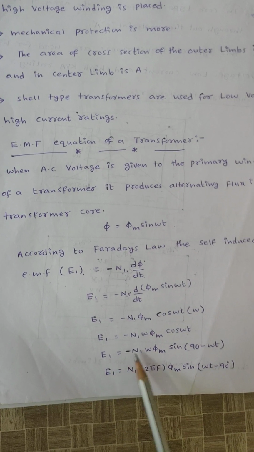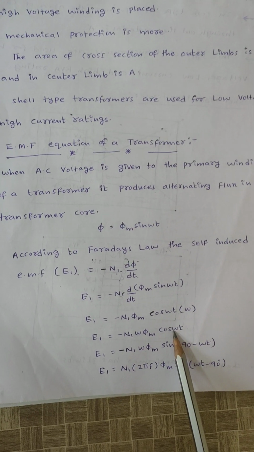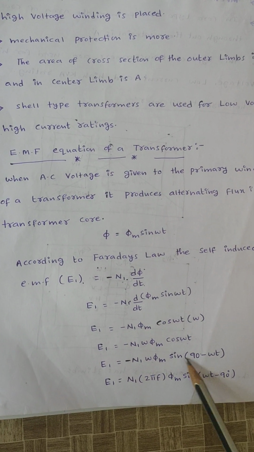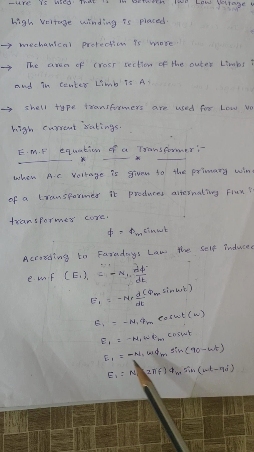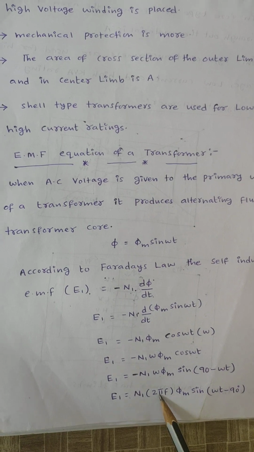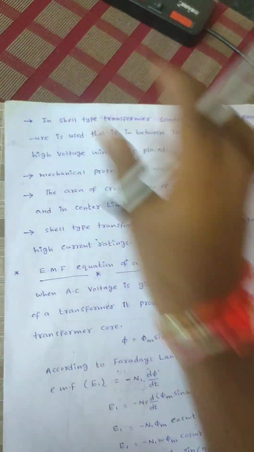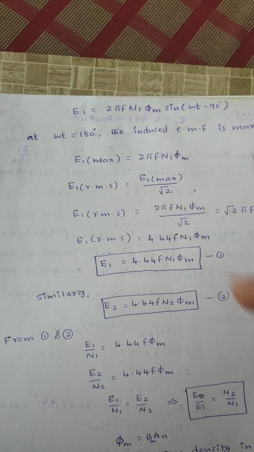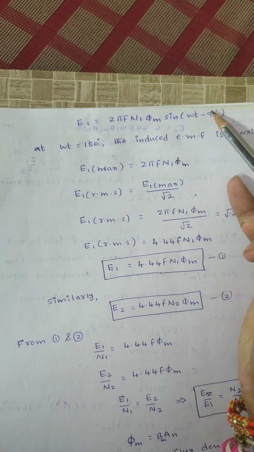That means E1 equals minus N1 into omega into phi m into cos omega t. Cos omega t can be written as sin of 90 minus theta, and sin of 90 minus theta can be written as sin of omega t minus 90. Taking minus as common, minus of minus gives plus. That is, E1 equals N1 into omega, where omega equals 2 pi f, into phi m sin of omega t minus 90. So the induced EMF is E1 equals 2 pi f into N1 into phi m into sin of omega t minus 90.